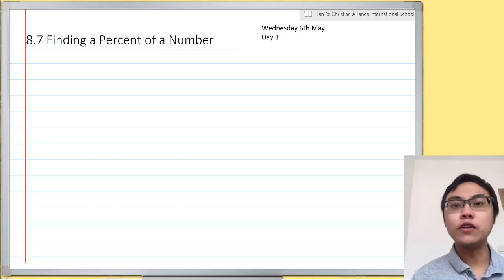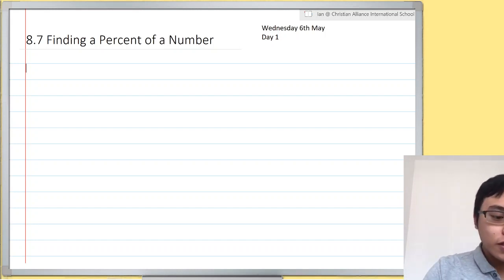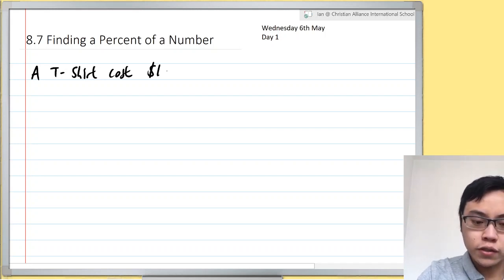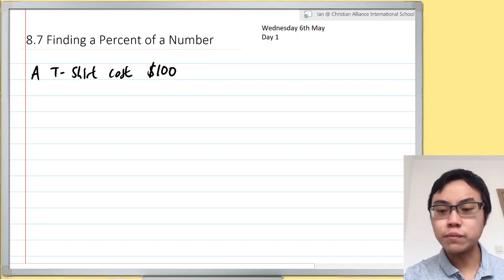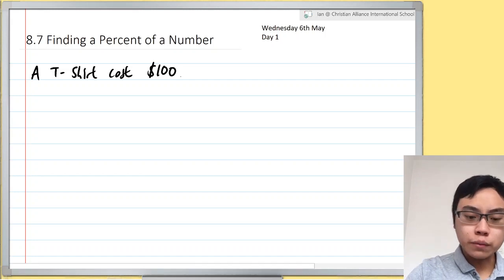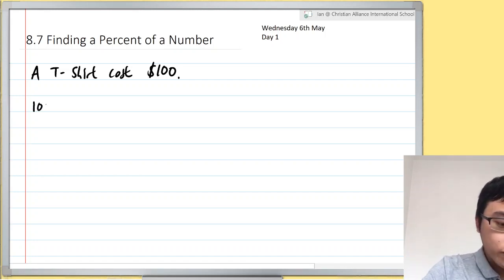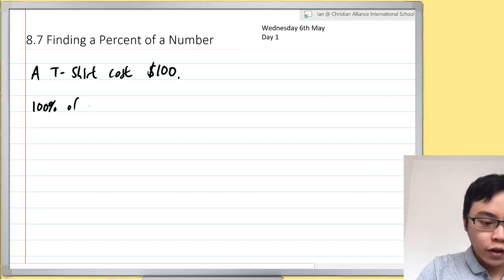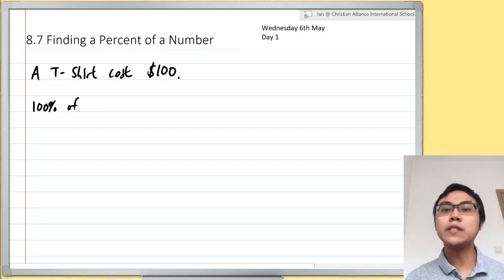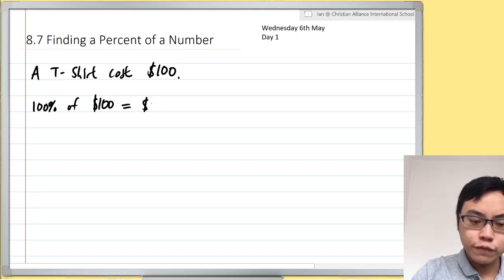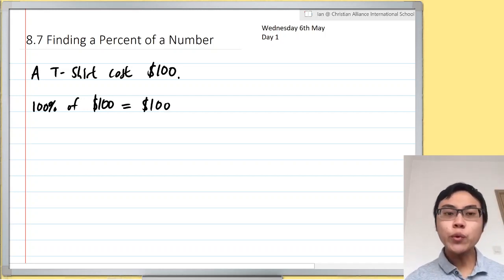So for example, let me give you a very easy example first. So let's say a t-shirt costs $100. And this is in Hong Kong dollars. Just a very simple designer t-shirt that you can buy from a clothing store. And so let's talk about the percent of a number. 100% means the whole number. And so 100% of whatever number it is will be the same number. And so 100% of $100 is actually just itself, 100. As simple as that. How do we actually calculate it?